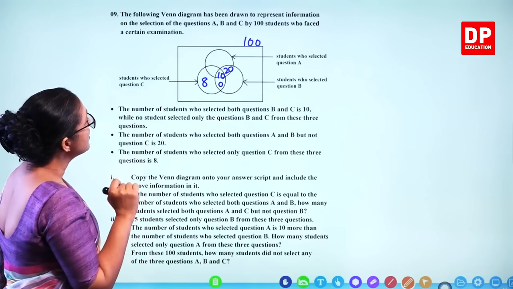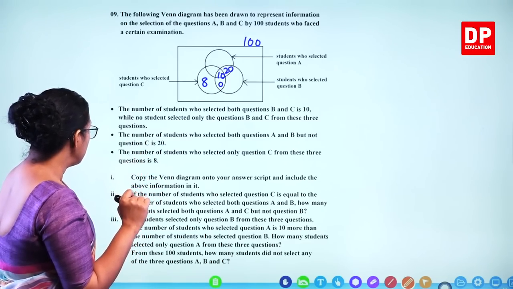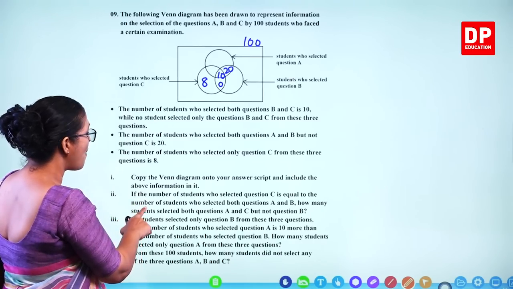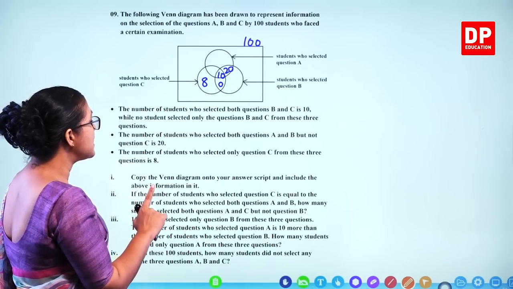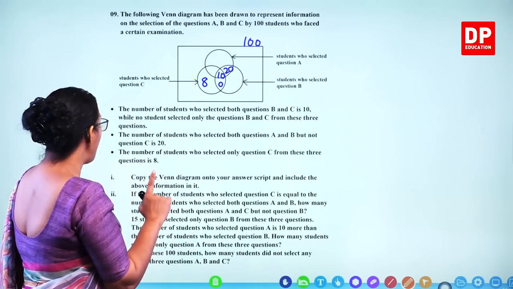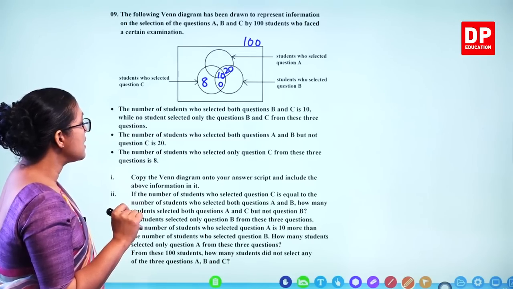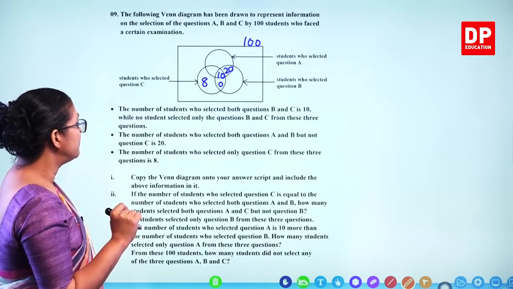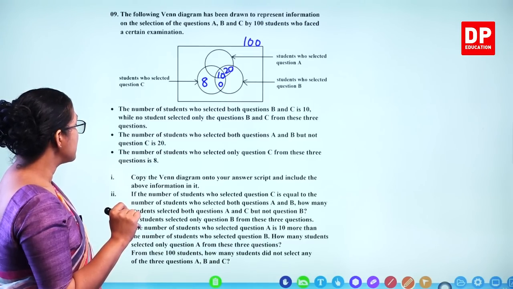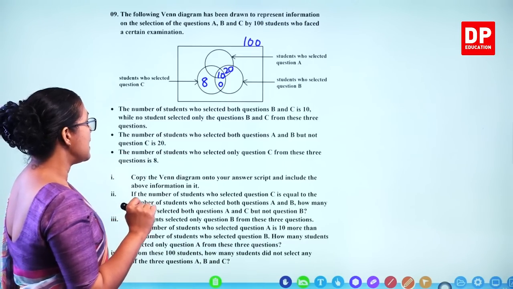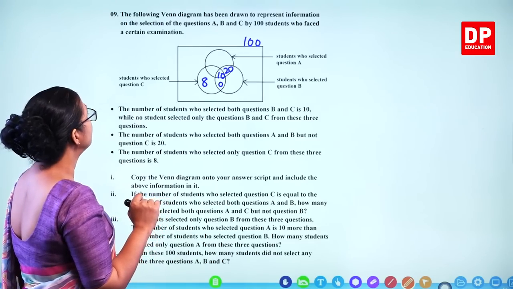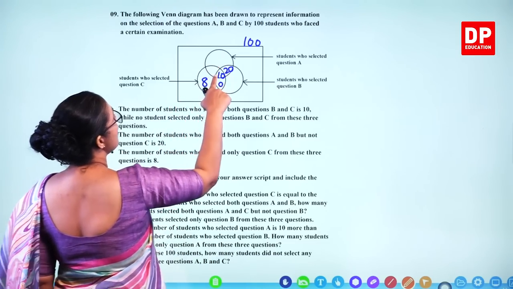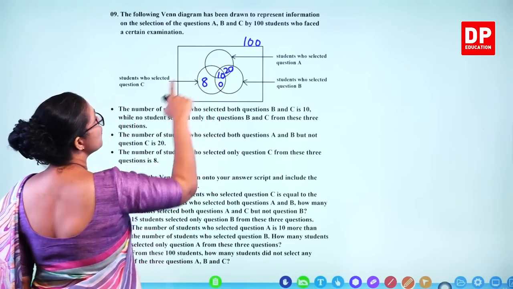So we did that. And we need to do this part. If the number of students who selected question C is equal to the number of students who selected both questions A and B, how many students selected both questions A and C but not question B? A and C, not question B, means this part we have to find.